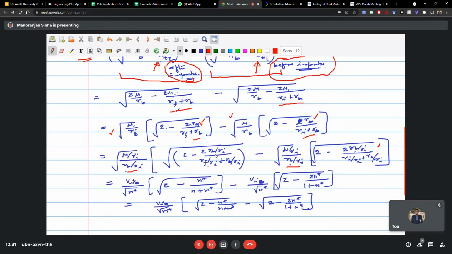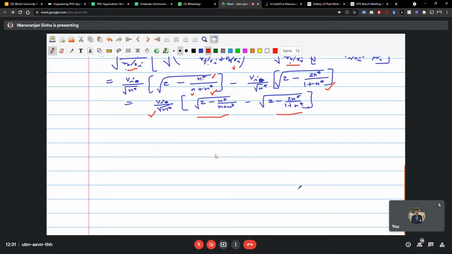Mu by RI under root is Vi, and then RB by RI is n star, so that comes as n star under root. And here this is 2 minus RB by RI, n star, and RF by RI is n, so the n comes here, and RB by RI again n star here. The same thing implemented here in this case. And then taking out Vi by root n star, it's common, so this comes here, and the quantities under the root sign remain here. So till this point, we worked out.